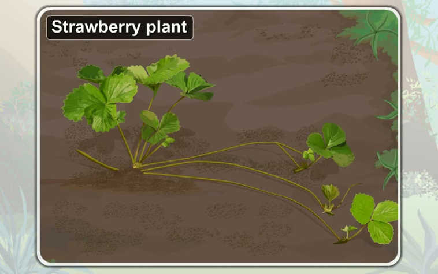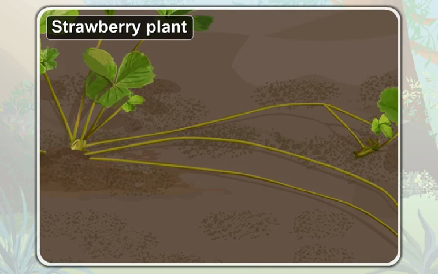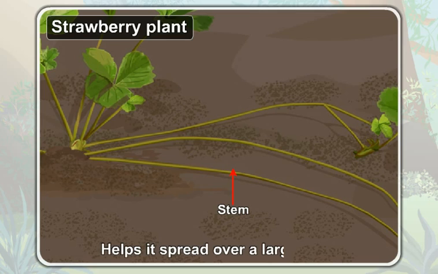This is a strawberry plant. Did you see its stem? This is its stem. Now, tell me, has it grown straight upwards? No, it has not. It has grown along the ground instead. The stem of a strawberry plant helps it spread over a large area. This kind of stem is known as the runner.